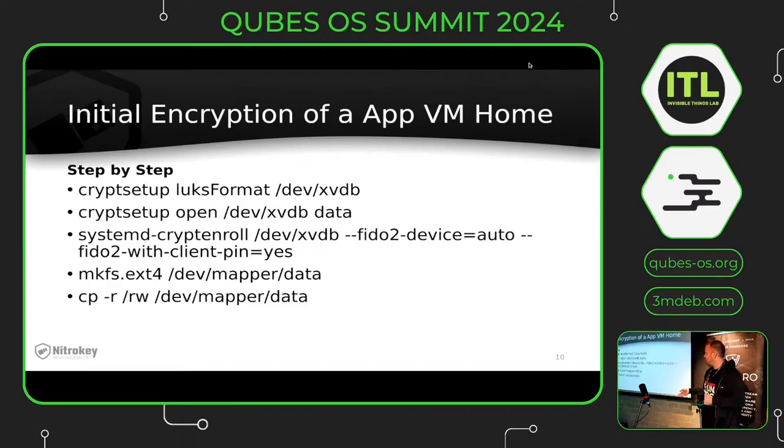Yeah, then open it. Then if we want to use the FIDO device, then we obviously attach our Nitro key, our Solo key, whatever, to the AppVM, and then just run this systemd-cryptenroll thing. It really works seamlessly, kind of. Then we need to create the file system, and actually then I just copy the old file system to the new file system because I'm lazy. There's probably a better way to do that. And then I switch off the VM because that's kind of the initial step.